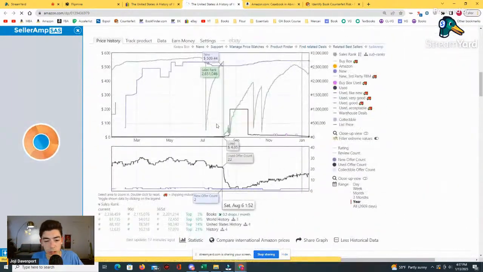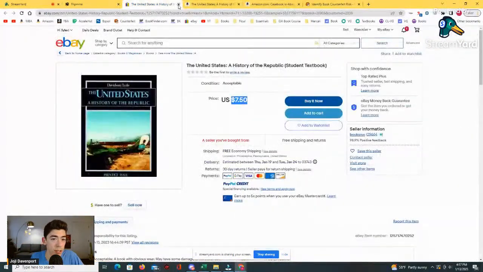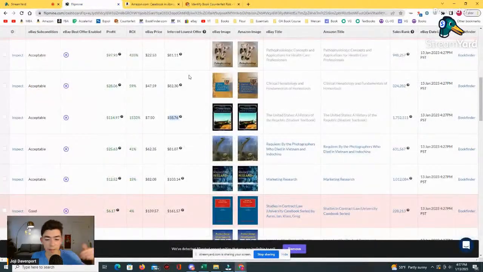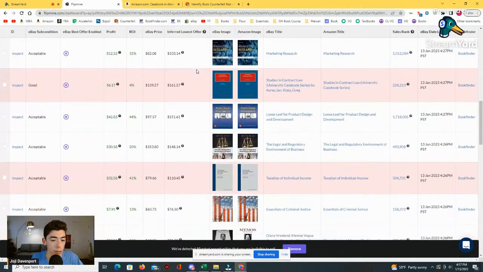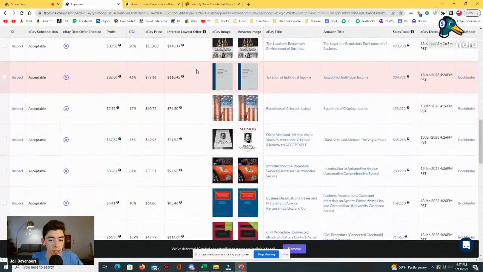So one thing you'll notice when you look at a lot of the books on FlipMine is that, again, you have to mine through it. You're just using this as an indicator for, hey, this is a book that you should look at. It doesn't necessarily mean that it's a great deal. It just means that this has the potential to be a deal, but you still have to look through it to see if there's potential there.